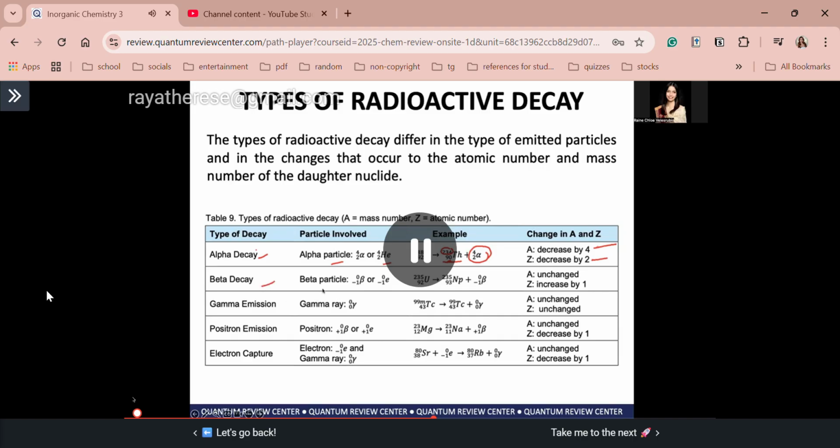Next, that's beta decay. It consists of a beta particle, 0, -1 beta, or 0, -1 electron. An example of this is the beta decay of uranium-235. This results in the emission of a beta particle here, and the formation of a new daughter nuclide. Okay, again, dapat equal pa rin both sides, the mass numbers and atomic numbers.